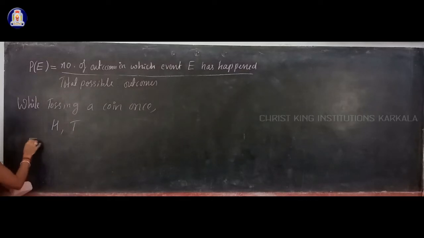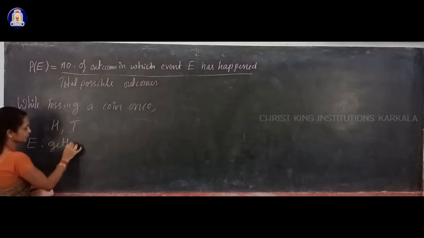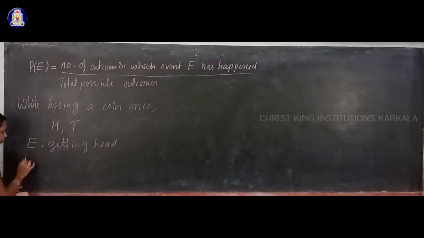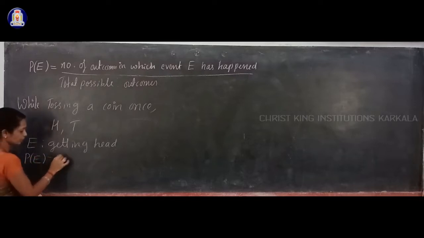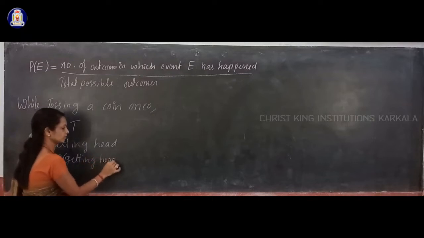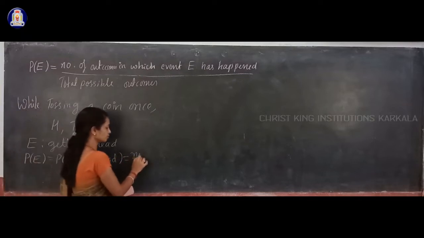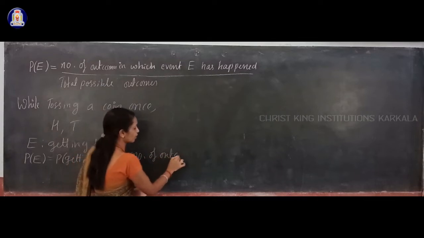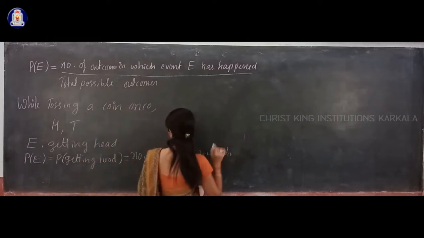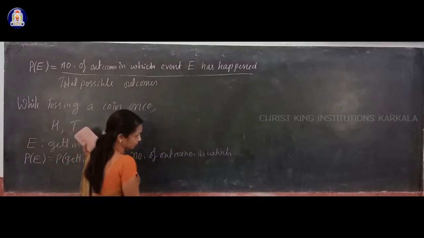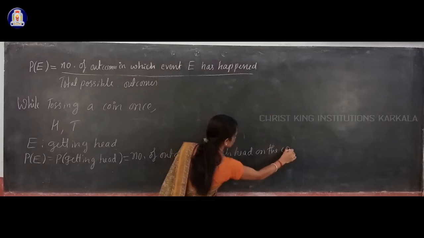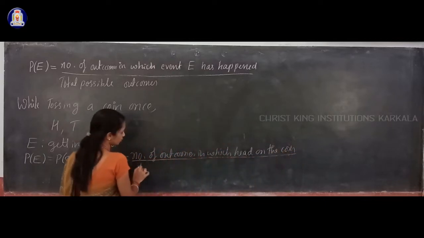Suppose we take event E, that is getting head. How do we calculate the probability of this event? P of E is equal to P of getting head, which is equal to the number of outcomes in which E has happened, which means head on the coin, divided by total possible outcomes.